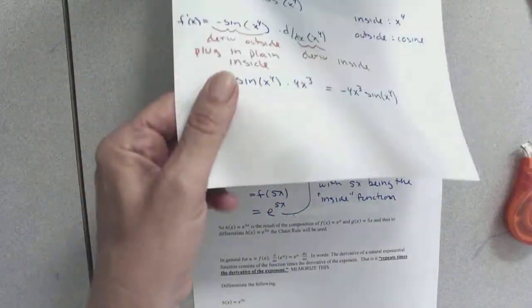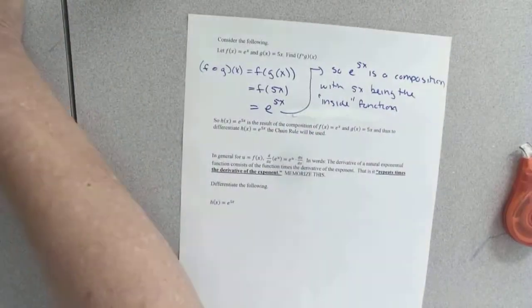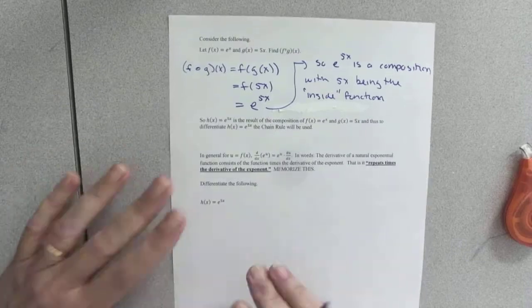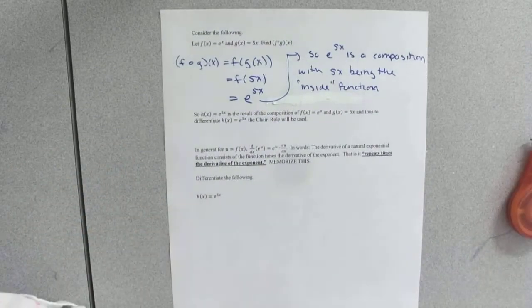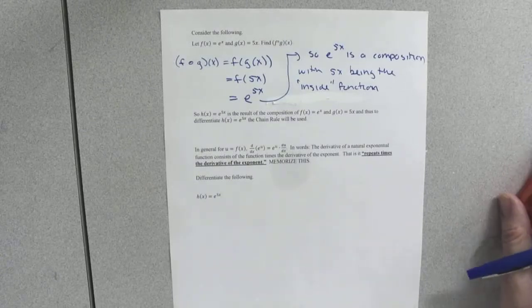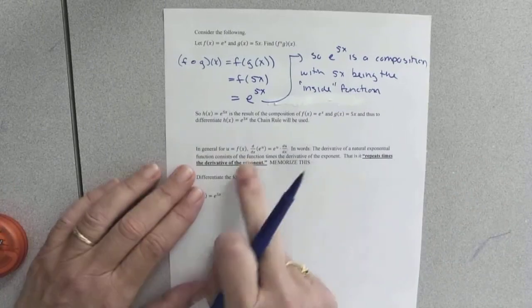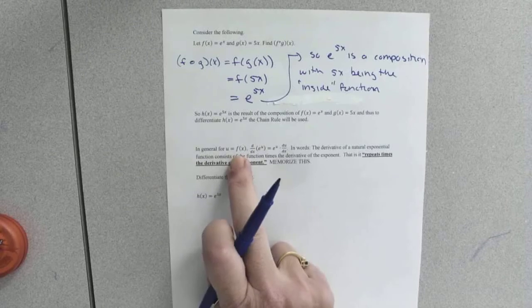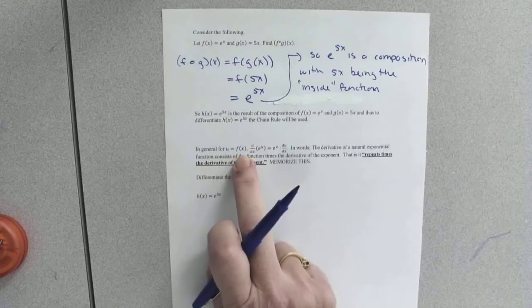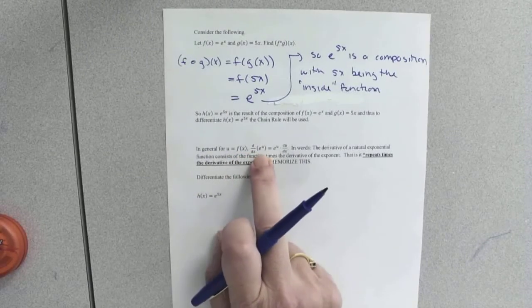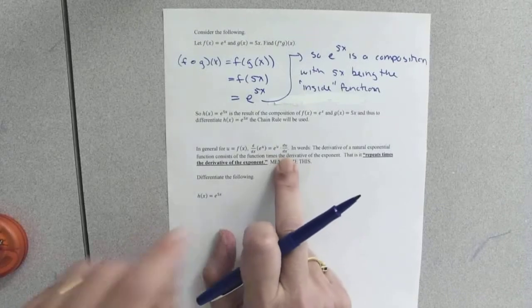That's a composition, which means when I differentiate it, we're going to use a chain rule. Kind of just cutting to the chase here, what the chain rule is going to do for my natural exponential function, that's e to the x, that's the natural exponential function. What the chain rule is going to do, we see right in here, in general, for u equal f of x, the derivative of e to the u is e to the u du dx.